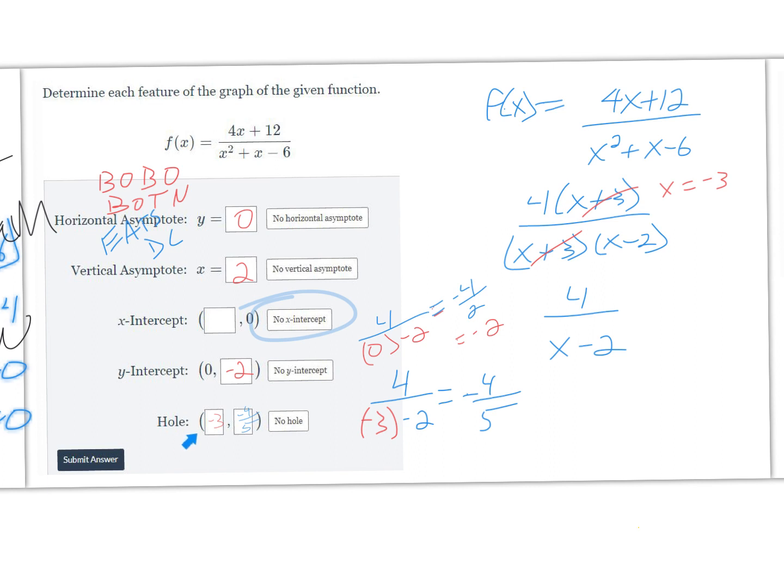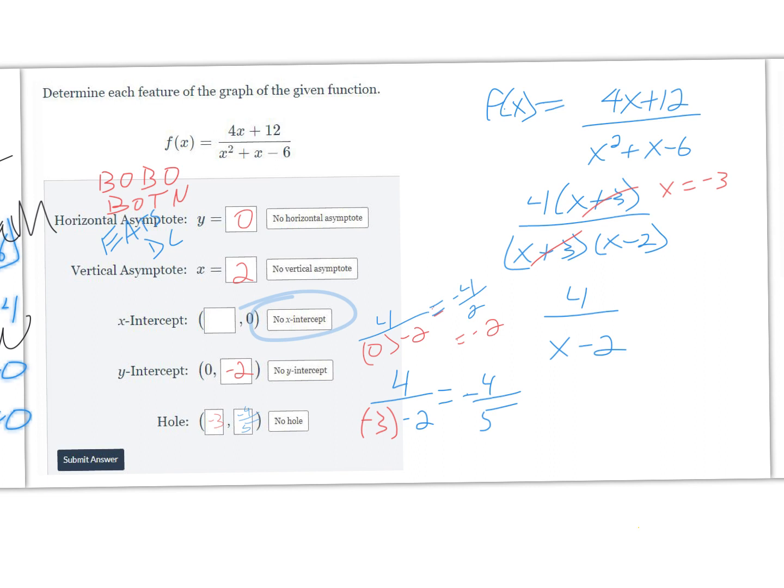Then remember the hole. We realized the hole was created when x was equal to negative 3 because of this common factor in the numerator and the denominator that canceled out. Well, if x is negative 3, you plug that into your final factored function here. So 4 over negative 3 minus 2, that's 4 over negative 5, or negative 4/5. So the hole is at (negative 3, negative 4/5). And that is a review of features of the graph of a rational function.